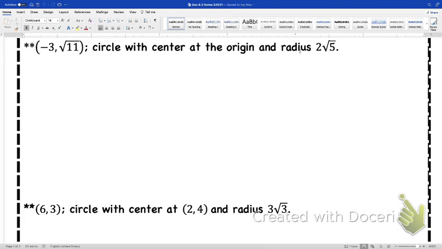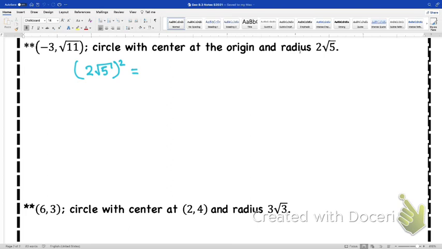So I have negative 3 square root of 11 is the point. Okay. The circle is at the origin. And the radius is 2 square root of 5. Okay. So I just need to plug it in there, right? So what's the equation? 2 square root of 5 squared equals. Parentheses are important because if you don't put parentheses, you won't square the 2.